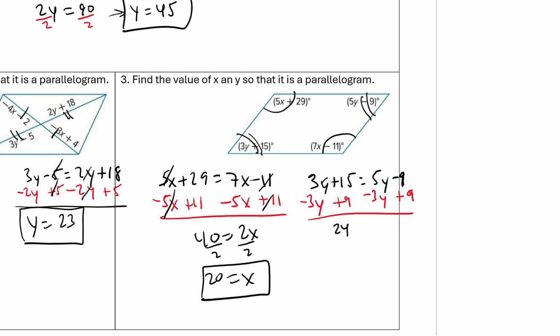We got 24 here. Those cancel. These cancel. You get 2y divided by 2. That's a 24, and this is 2y. So divide by 2. That y literally looks like the same thing as my 4. All right, so divide by 2, so you get 12 equals y.